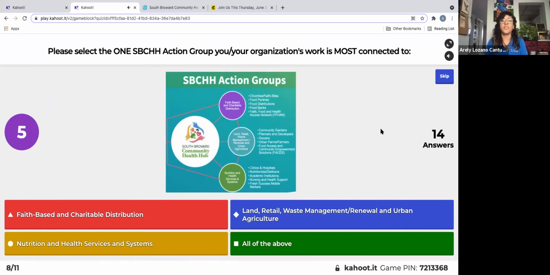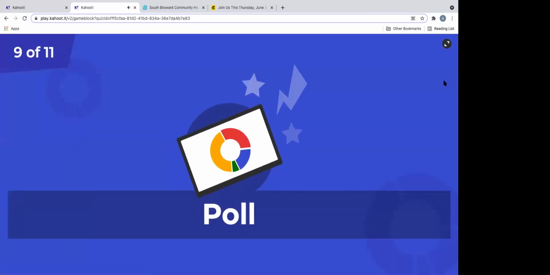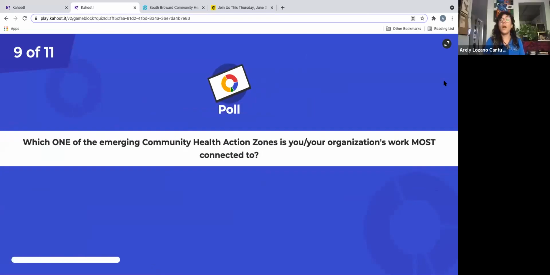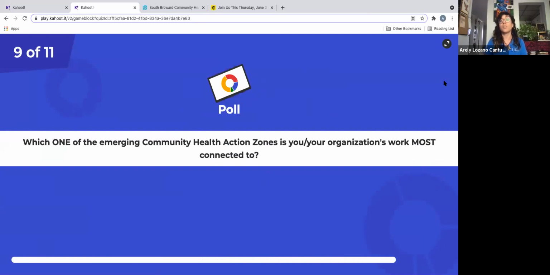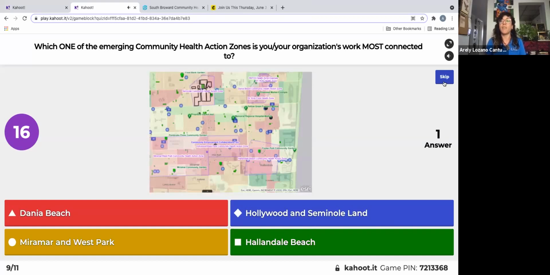And thank you all that are participating. We really appreciate. Nice, okay. This is good. Which is one of the emerging community health action zones that you are most connected to. And these are some of the results from our previous co-design meetings. We have now some focused attention to Dania Beach, Miramar and West Park, Hollywood and the Seminole Land, and Hallandale Beach. So which one of these are you more connected to?